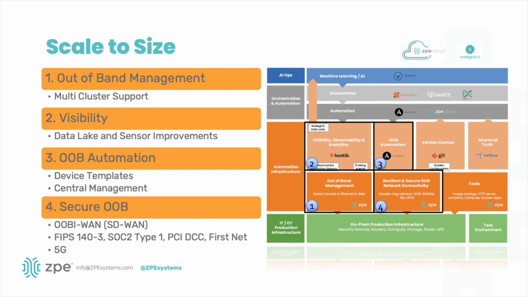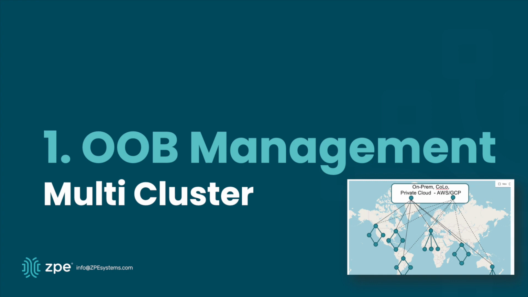During the next few minutes, we will look primarily at 4 of these building blocks: the out-of-band management, the visibility, the out-of-band automation, and the secure out-of-band WAN connectivity. And we will look at the different features which we implemented over the last 6 months to help our customers provide the services they need. Let's begin with the out-of-band management.